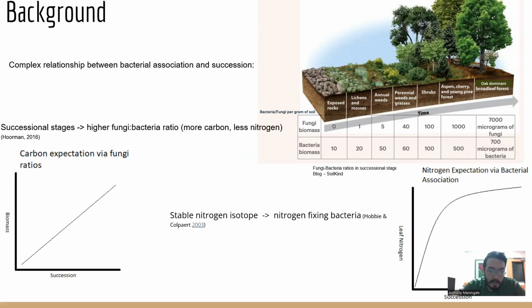Buzzard 2015 references from Hobbie 2003 that stable nitrogen isotope leaf measurements are positively correlated with the relative amount of nitrogen fixing bacteria. As succession progresses, the number of bacteria do increase. However, that increase relative to the total area of biomass that plots with larger trees can produce does decline. Therefore, we should expect a logarithmic increase in leaf nitrogen through the successional stages.